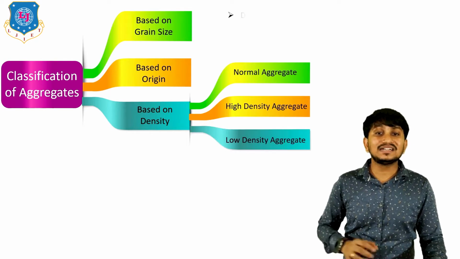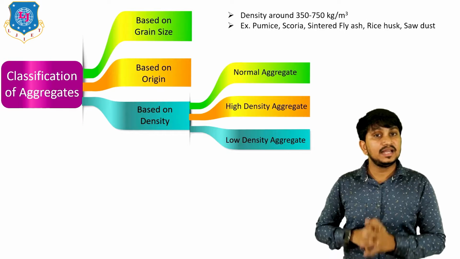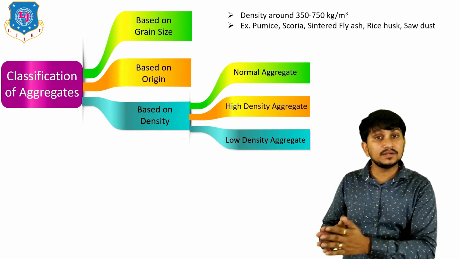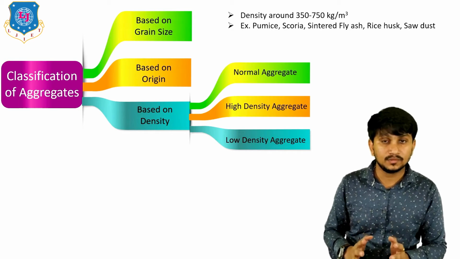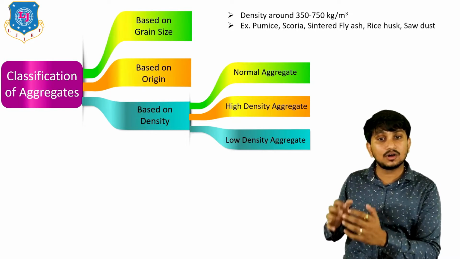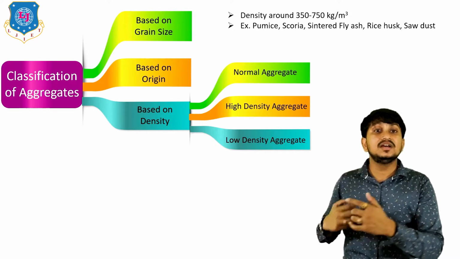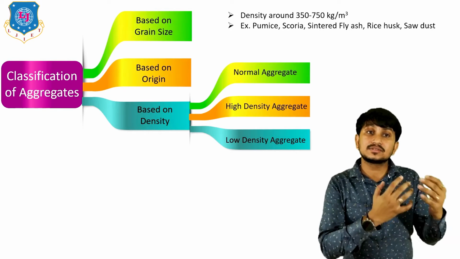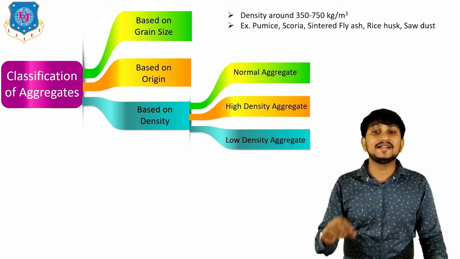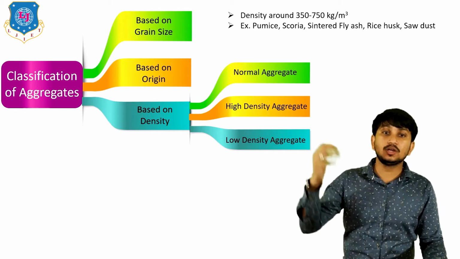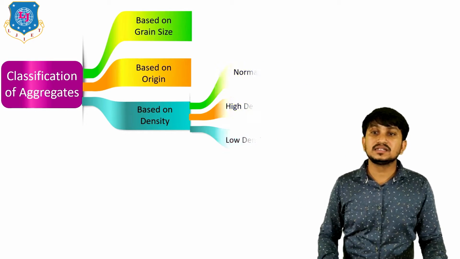And the third type is low density aggregates, having density around 350 to 750 kilogram per meter cube only. The examples of low density or lightweight aggregates are pumice, scoria, sinter fly ash, rice ash, sawdust, etc. These are the lightweight aggregates compared to the normal aggregate. This is the classification of aggregate.